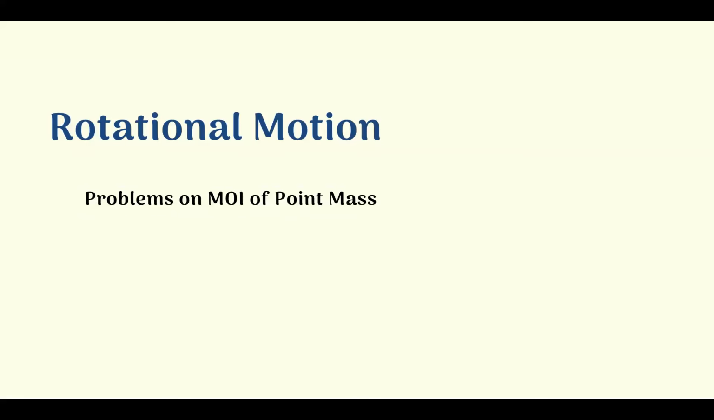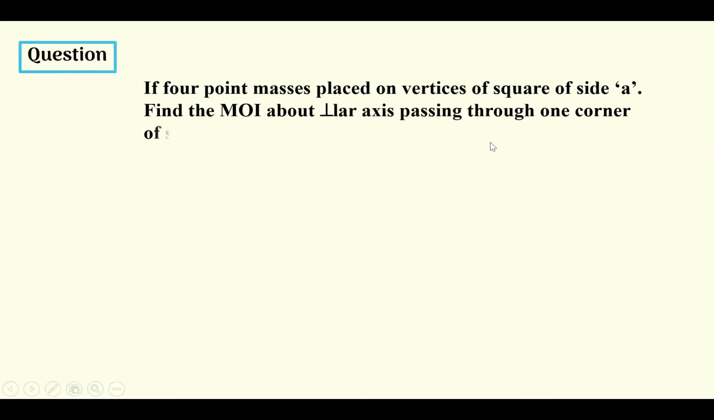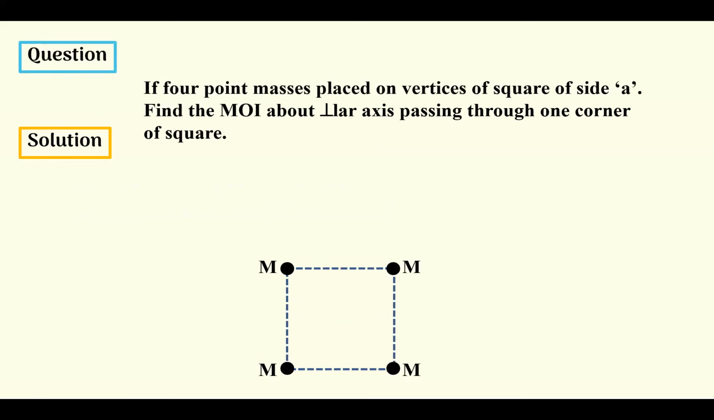Now let's understand some problems based on the moment of inertia of point mass. So let's see the first question. If four point masses are placed at the vertices of a square of side A, find the moment of inertia about a perpendicular axis passing through one corner of the square. So let's visualize over here.